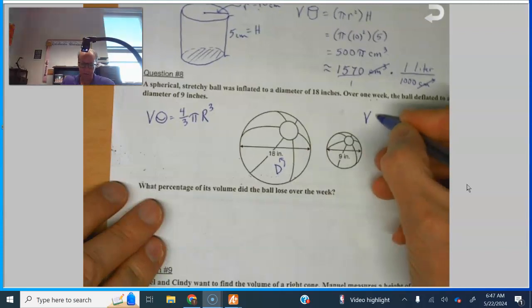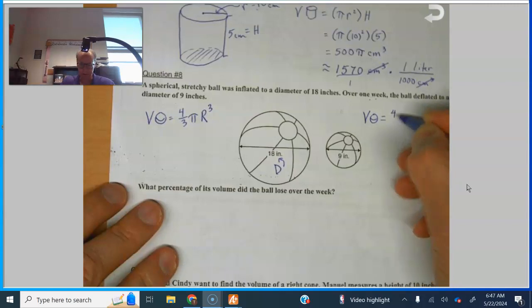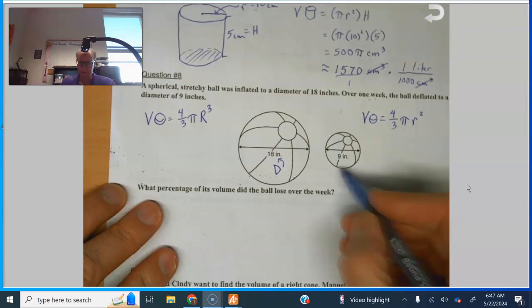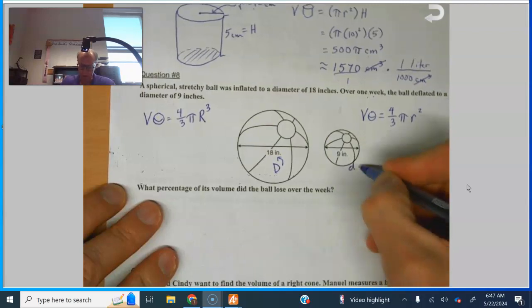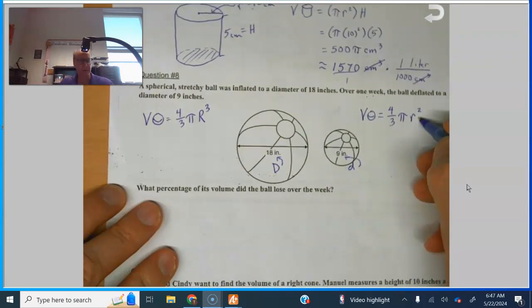To get the volume of the smaller ball, I guess I could have done it in another color. It's all right. I'll just use a little r for this one. 4/3 pi little r cubed. This is the little diameter, and you're going to use the little radius in this one. Then you're going to find the two volumes and compare them.